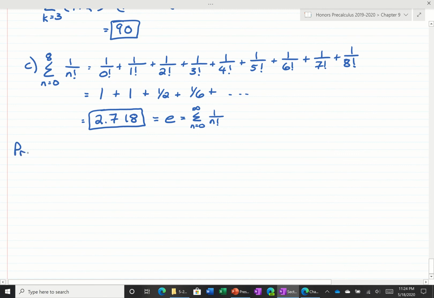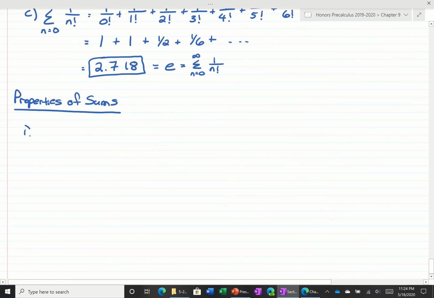We have some properties of sums. One of the properties says that if you're taking the sum from 1 to n of a constant times a sub i, you could just take that constant out. So figure out what that term is, and then once you get all those sums, you could just multiply by c. It's a little faster.